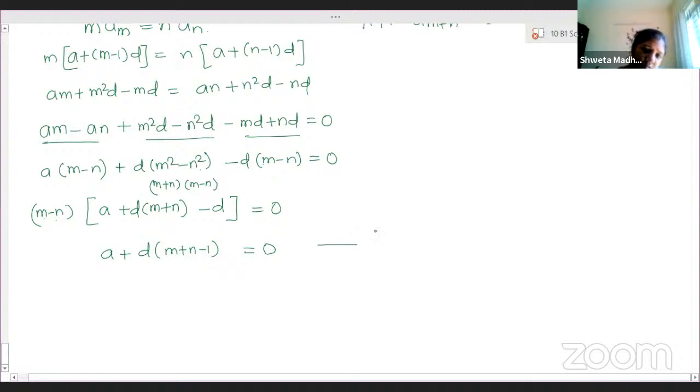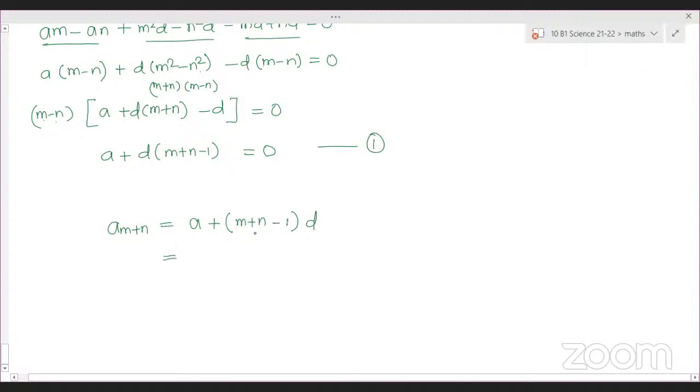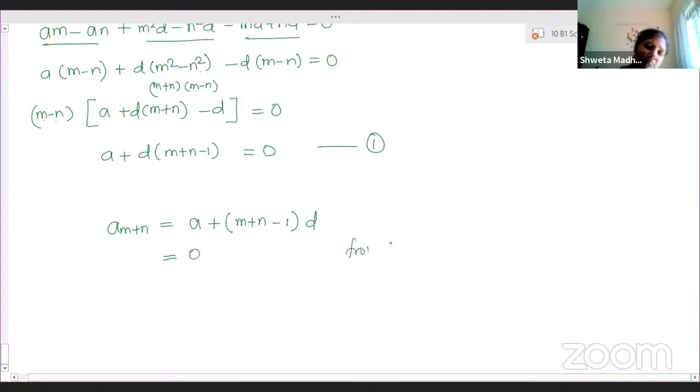This is equation 1. What are they asking us to find out? The (m plus n)th term, that is equal to A plus (m plus n minus 1) into D. So the answer of this is 0. 0, ma'am. That is from equation 1.